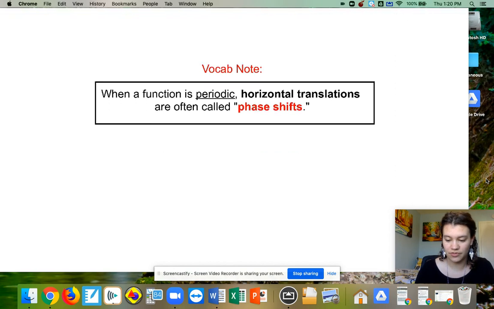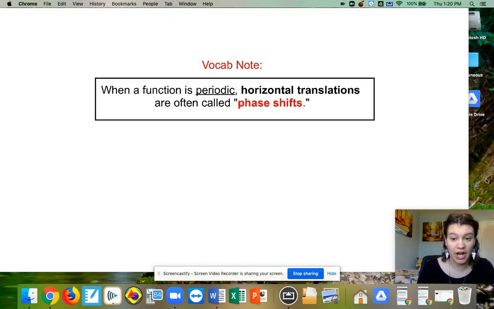So a note just for vocabulary, when a function is periodic, the horizontal translations are called phase shifts. So you'll see throughout the notes and the homework and the test and all that kind of stuff, it will ask you, is there a phase shift? That means, is there a horizontal translation? Did you move your graph left or right?